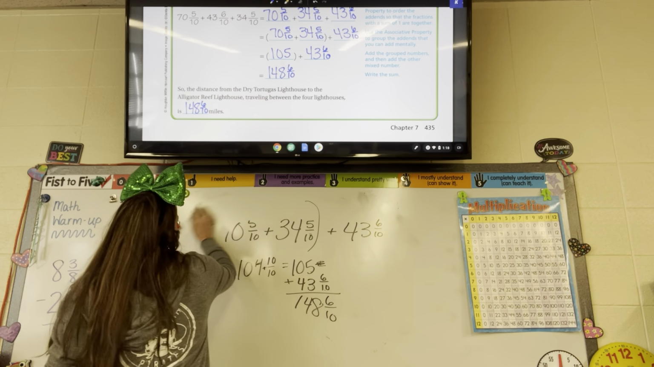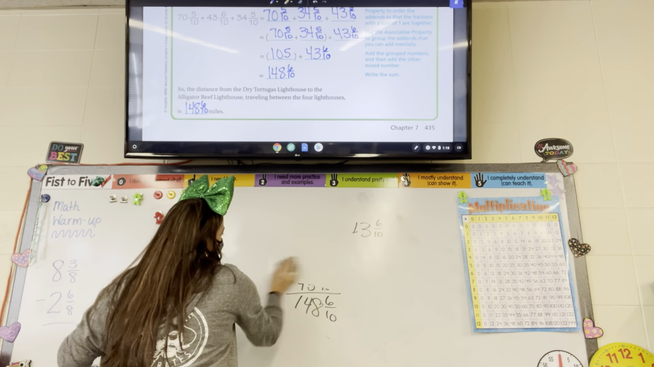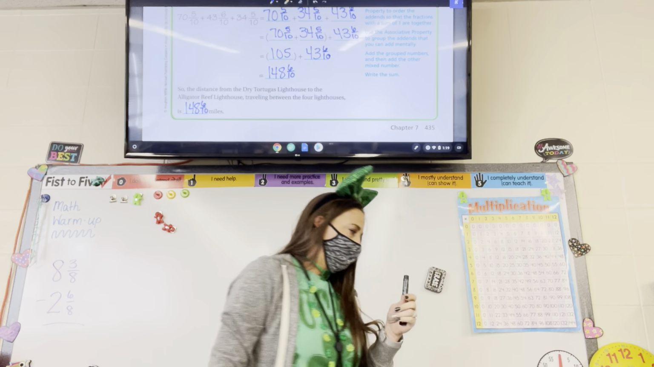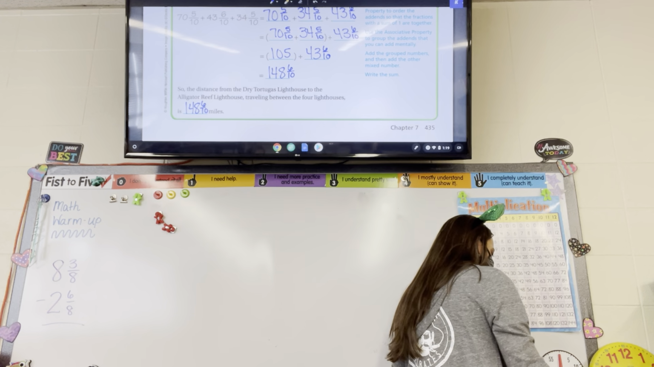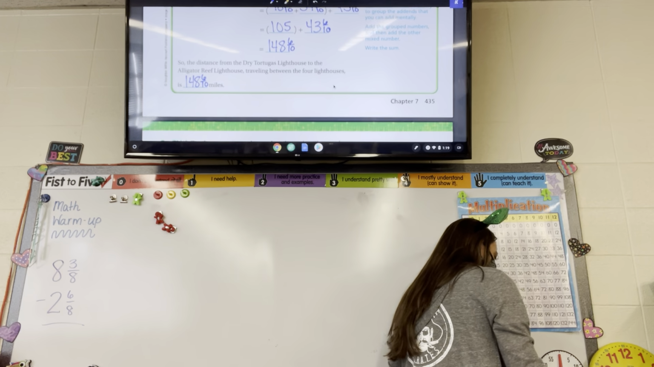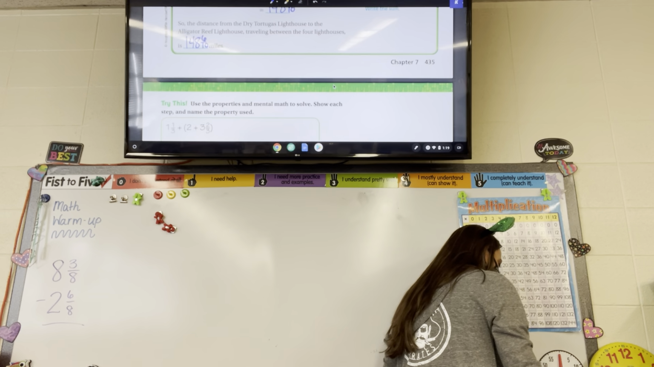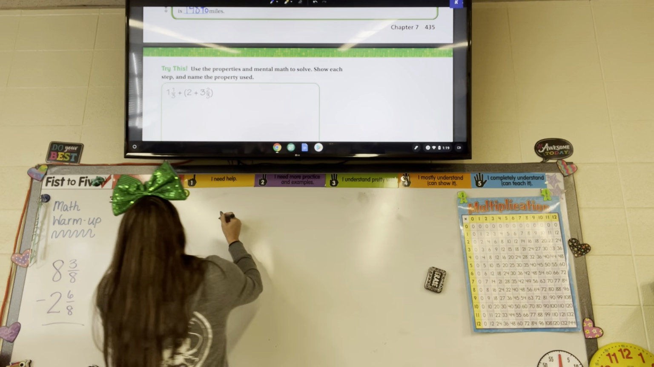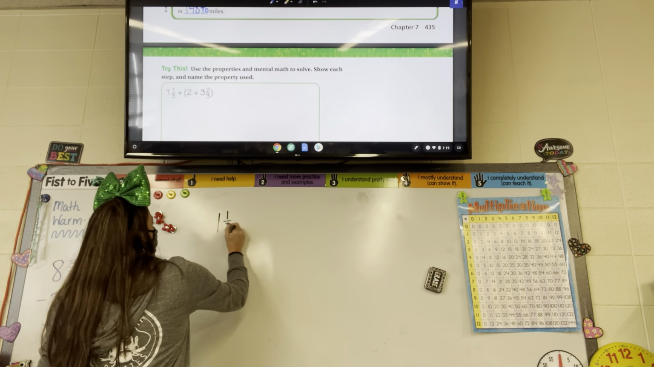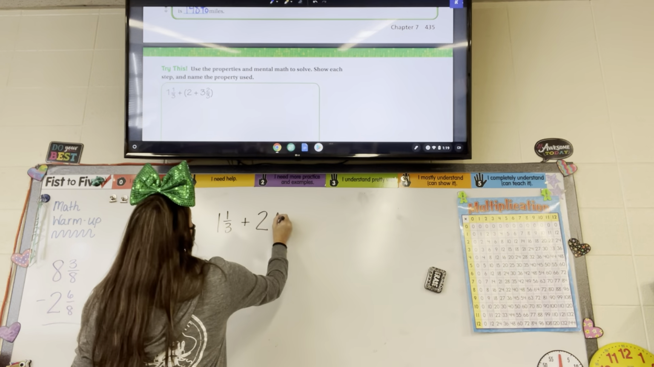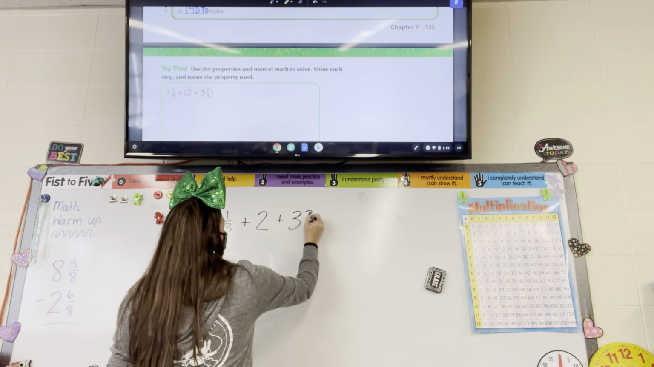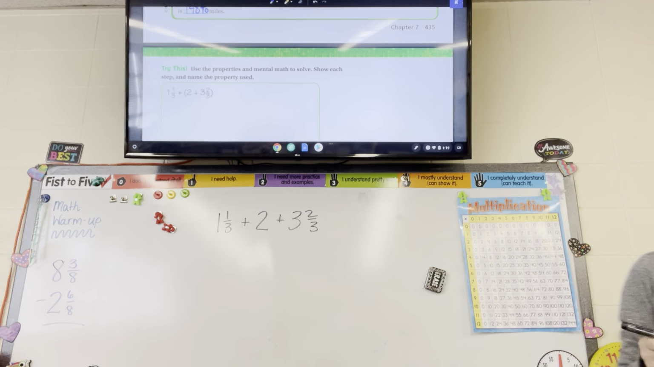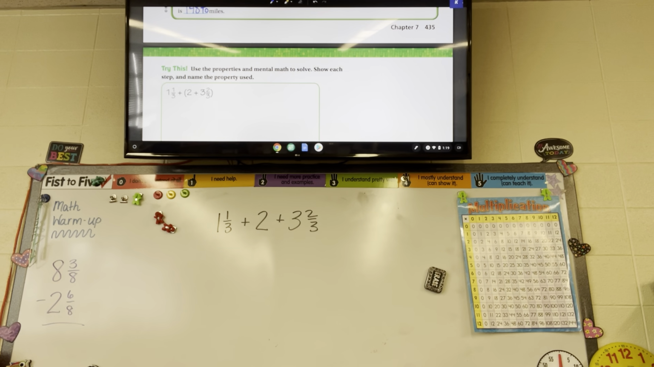Okay, so those were bigger numbers just for the example, but most of the ones that we're doing today are smaller. So after you get that copied down, flip to the next page. We have 1 and 1 third plus 2 plus 3 and 2 thirds. Okay, which two of those numbers should we add together first, do you think?